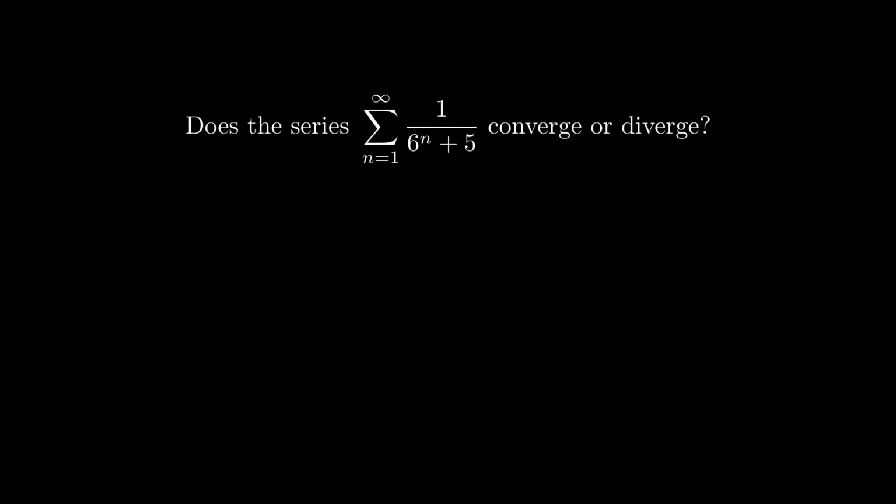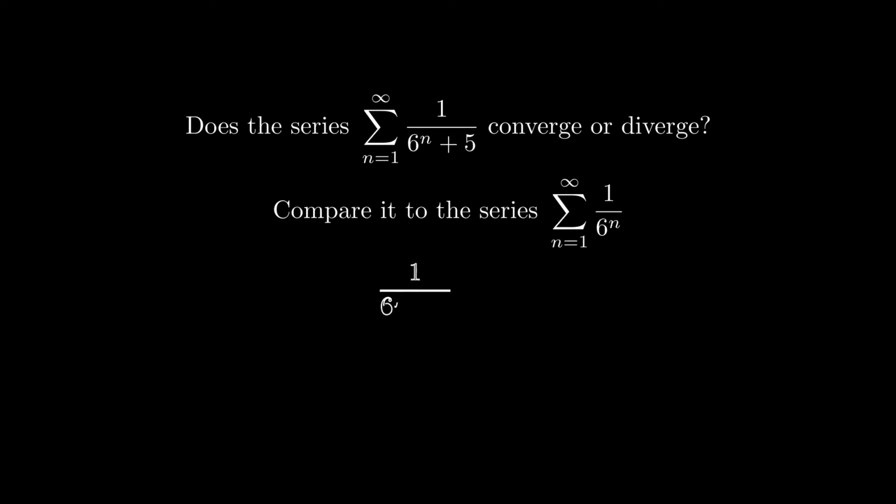So let's look at an example of the comparison test. Does the series 1 over 6 to the power of n plus 5 converge or diverge? Well, if we want to use the comparison test, we need to find a series to compare this to. In such situations, you remove the constant terms such as 5, and then we can compare to 1 over 6 to the power of n. And 1 over 6 to the power of n plus 5 is less than 1 over 6 to the power of n for all values of n.